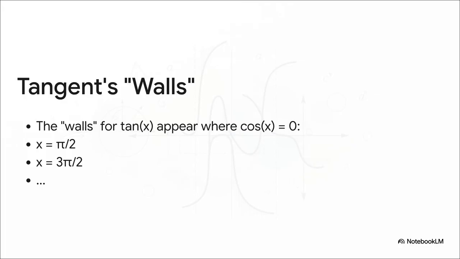So all we have to do is find all the spots where cosine hits 0. And if you think back to the good old unit circle, you'll remember that cosine is the x-coordinate. So where on that circle is the x value 0? Well, straight up at the top and straight down at the bottom. That happens at pi over 2, 3 pi over 2, 5 pi over 2. You get the idea. It just keeps going forever. And boom, we found our wall locations.